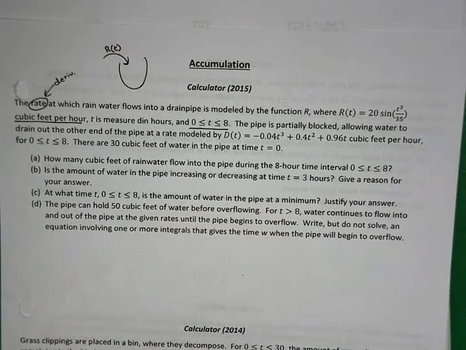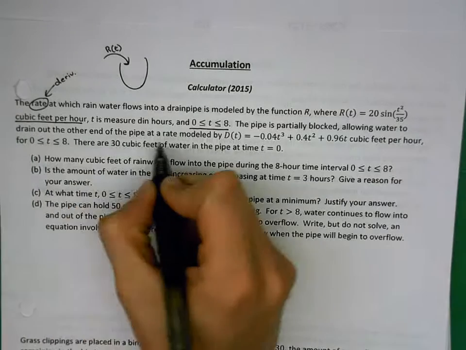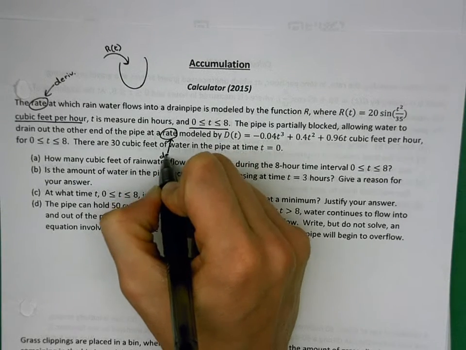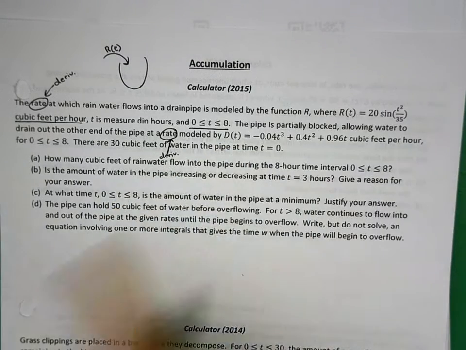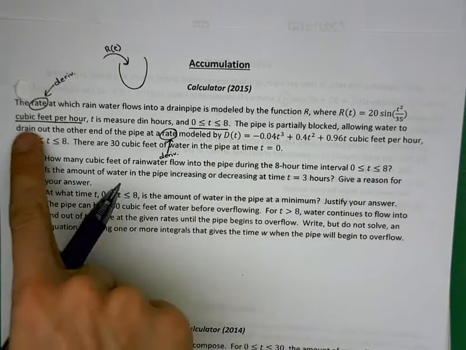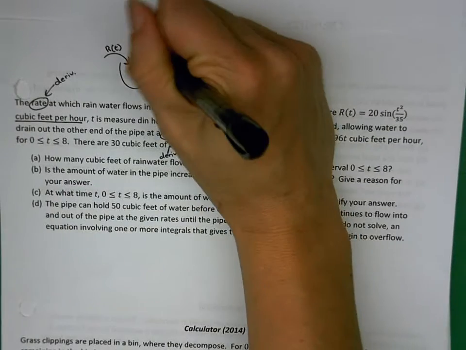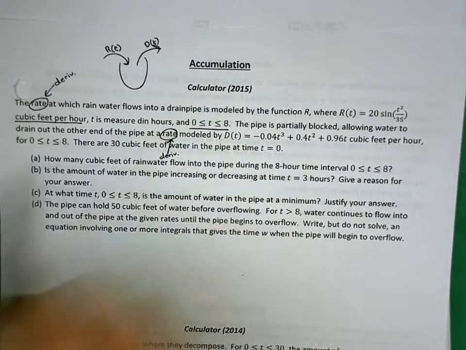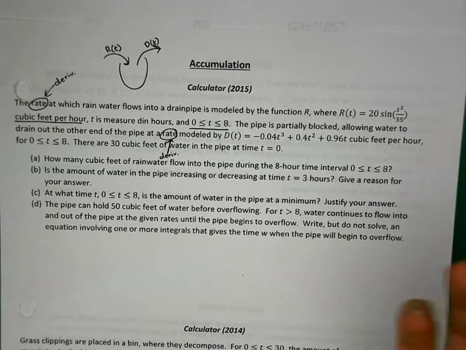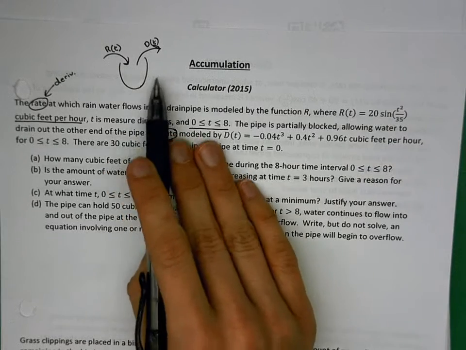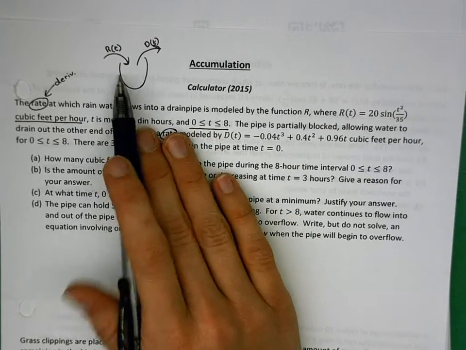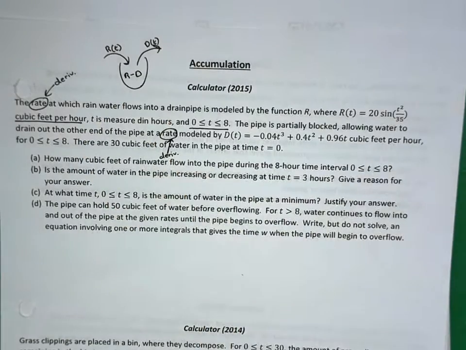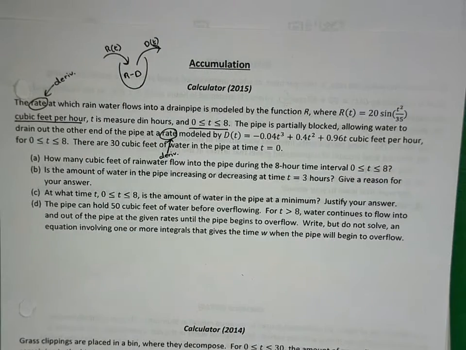The pipe is partially blocked, allowing water to drain out the other end of the pipe at a rate. And so again, we want to take note of the fact that we are once more talking about a derivative here. And this time, this d of t is how we are draining out of the pipe. And so if I were to depict that in my picture up here, d of t would be the negative idea leaving the pipe. Which also then brings to mind the fact that we know what's happening inside the pipe. If r goes in and d comes out, then r minus d would represent what was inside of the pipe.